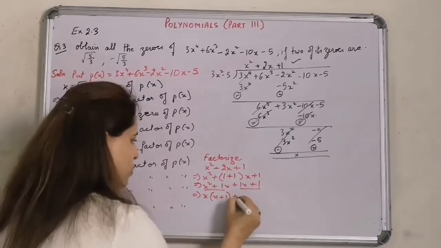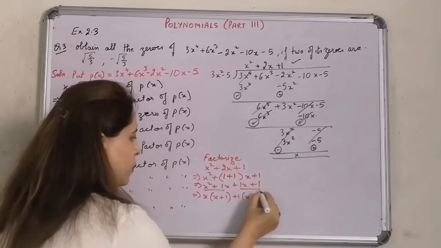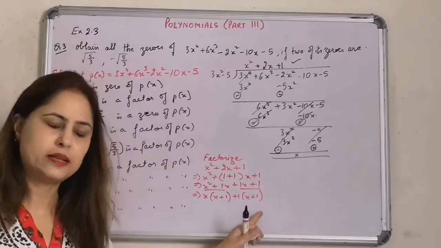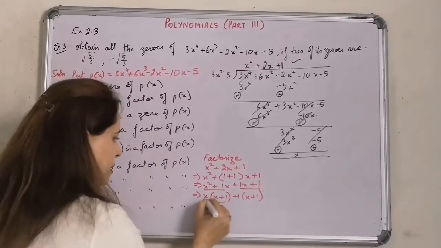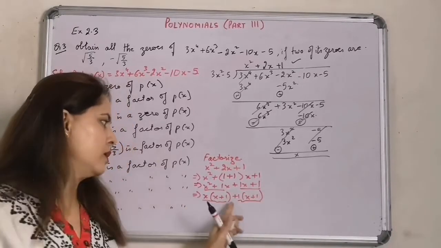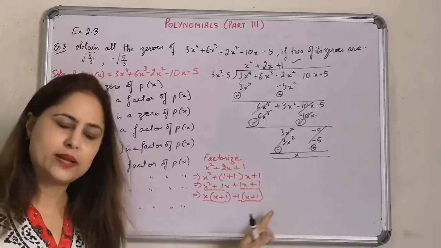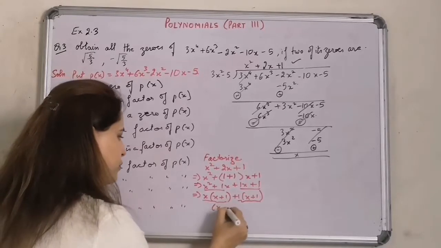Nothing is common, it means plus 1 is common. Remember, 1 is the identity element of multiplication and division. So, plus sign किधर और इधर, इस side और उस side, x plus 1 is common. This is our first factor.